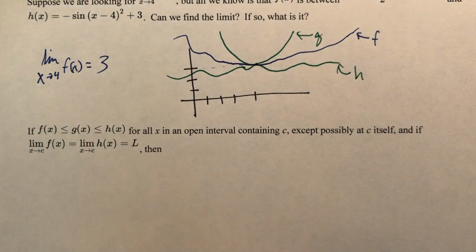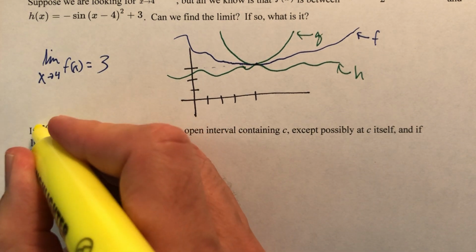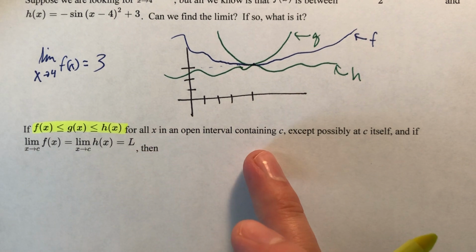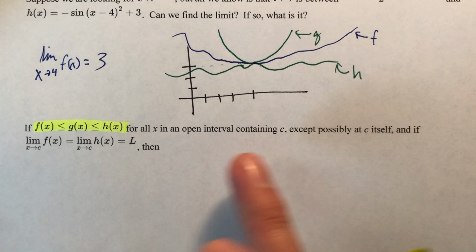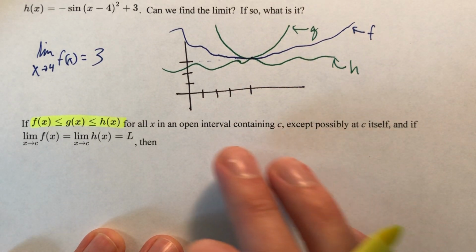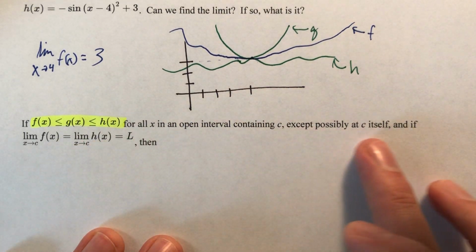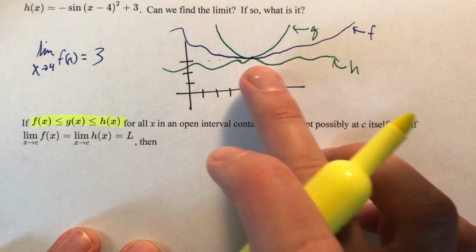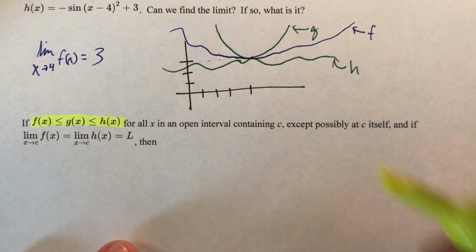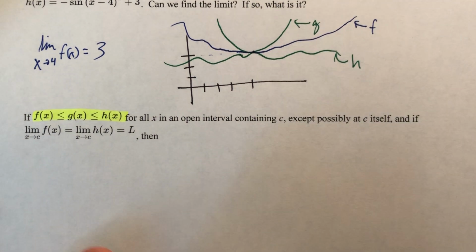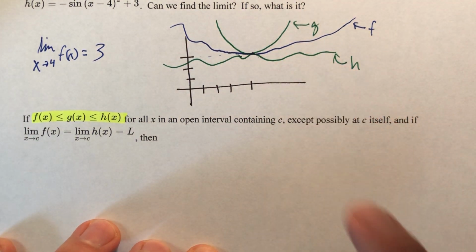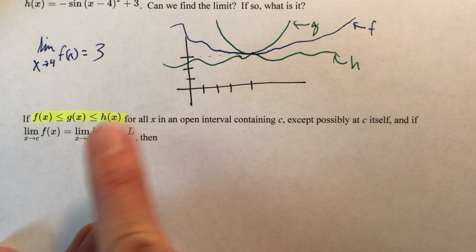What's important is that you have a function that is stuck between two other ones for all the x's in an open interval except maybe at c. This interval contains some value. In this case, it was 4. And it is there except for possibly at c itself, because we don't know exactly what happens at the point where we're trying to find the limit. Maybe the function doesn't exist. Maybe there's an open circle and a dot somewhere else. But all the rest of the function is going to be stuck in between them, or on that interval.